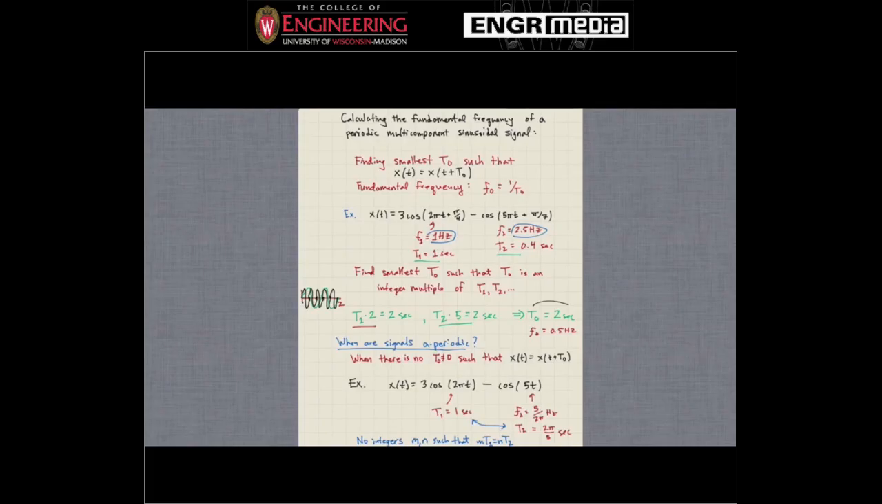So we have a number of sinusoids added together, and we want to find their period, their fundamental period, their fundamental frequency, and we need to find the smallest t0 such that that t0 is an integer multiple of the periods of the individual components of the sine wave.